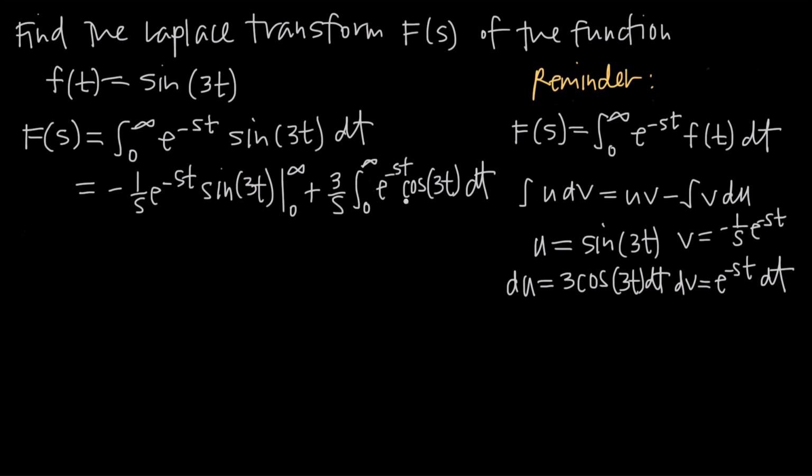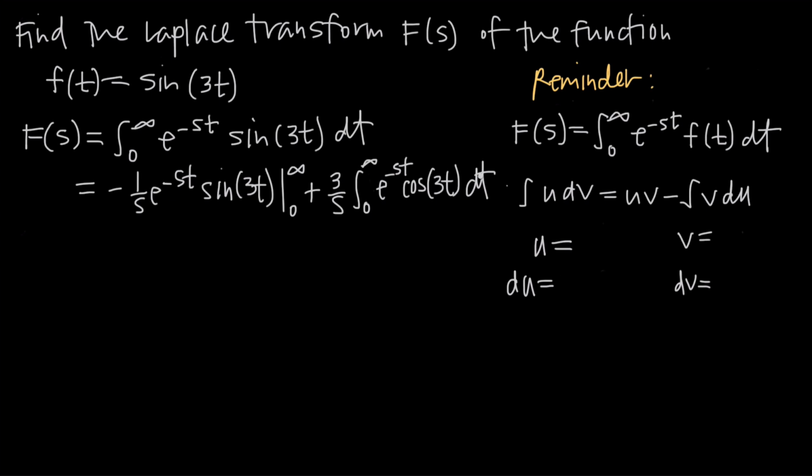And now what we see is that we have an integral that's really similar to our original integral, but we're going to need to use integration by parts again. So this time for the integration by parts, remember last time we said u was equal to sine of 3t.